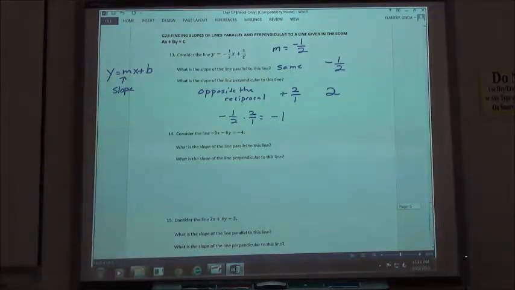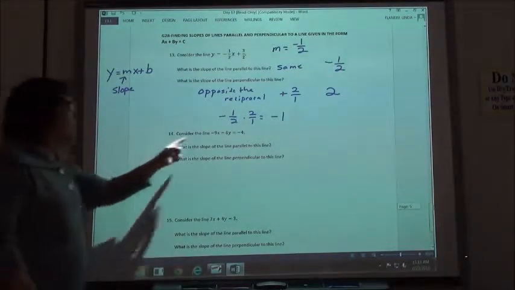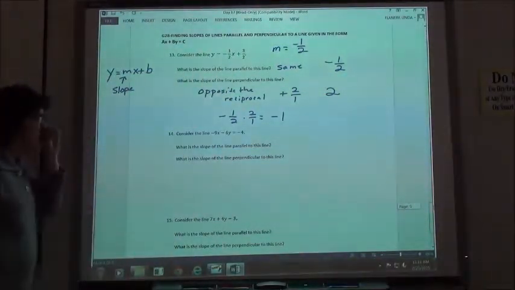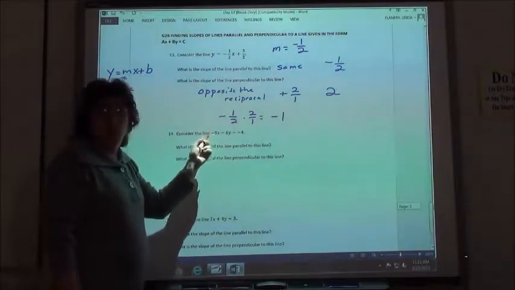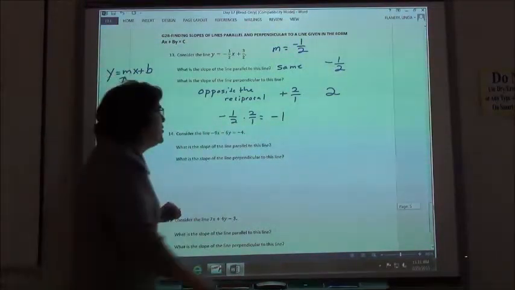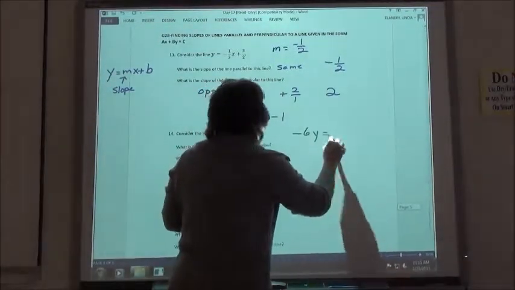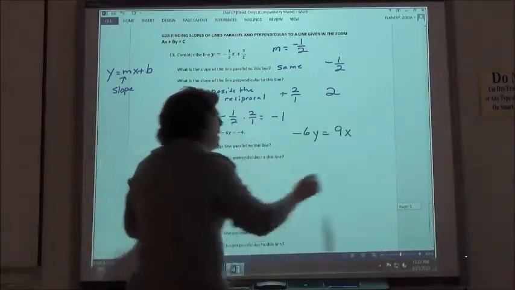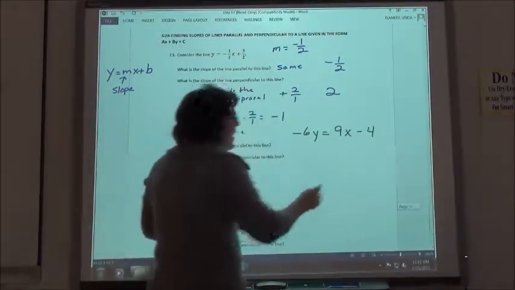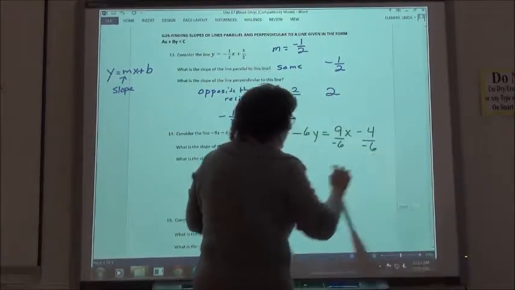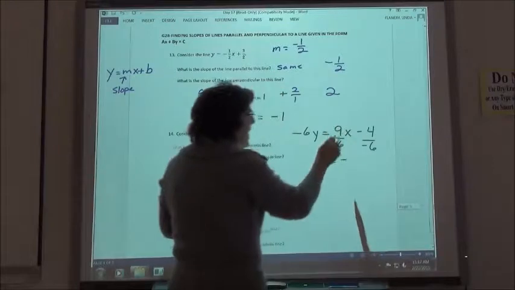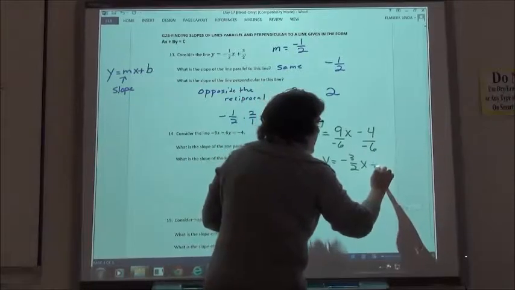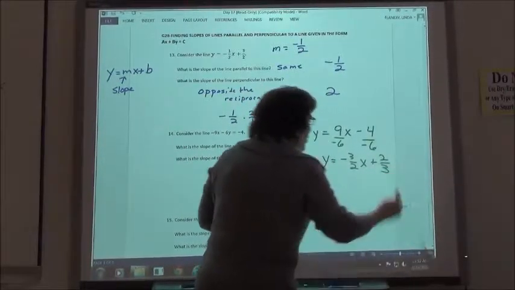Now, in number 14, notice the line is not solved for y. So before I can answer the questions, I need to rearrange it and put it in slope-intercept form where you are solved for y. So we did this before when we found the slope of the line. We need to move our x to the other side. So -6y is going to equal, since this is a -9, we're going to make it a +9x minus 4. We then need to divide. So we're dividing by our -6. Y is going to equal -9/6 reduces down to 3/2 x. And then we have a negative over a negative, so plus 4/6 reduces down to 2/3.